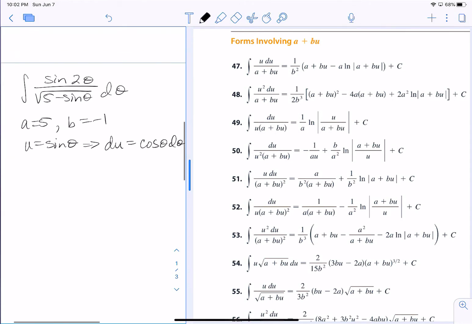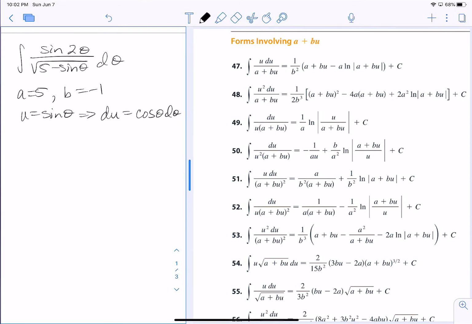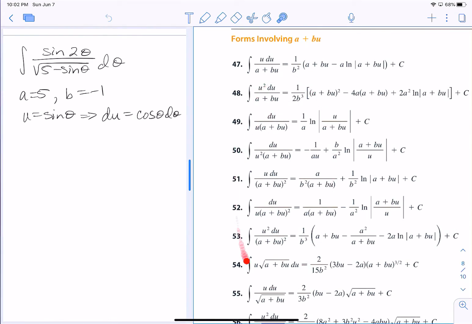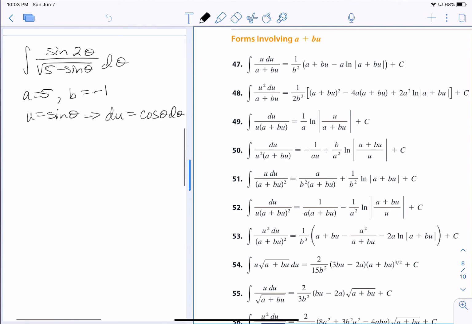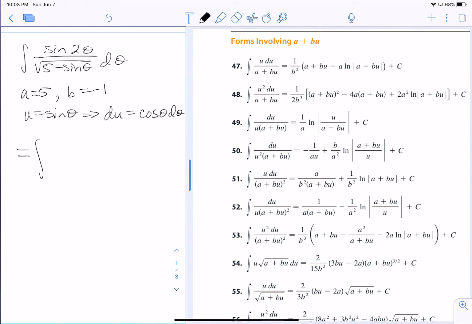I'm noticing in the numerator that we have a sine of 2 theta. Since this isn't a trigonometric form, we're not going to be able to come up with a sine of 2 theta by using a table. So I'm going to rewrite the original integral and express the numerator as 2 times the sine of theta times the cosine of theta. And then the denominator is, of course, the square root of 5 minus the sine of theta d theta. And now what I have in the numerator is, if u is the sine of theta, then the numerator is 2u du if we include cosine of theta with d theta.